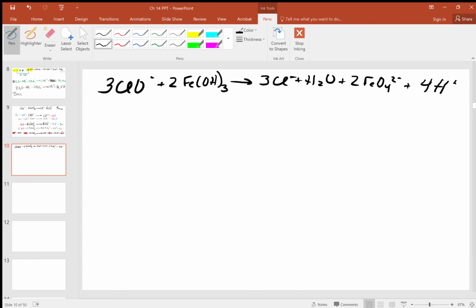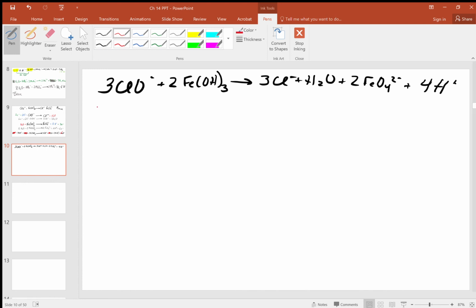Now, if we've done everything correctly, everything should be balanced. And you can see we have 6 hydrogens on each side. We have 6 oxygens on each side, 2 irons, and 3 chlorines. No, I'm sorry, that's 9 oxygens on each side. So yes, we are balanced. We also have a total of -3 charge on each side. So everything's balanced. Last thing we need to do is make this work under basic conditions.